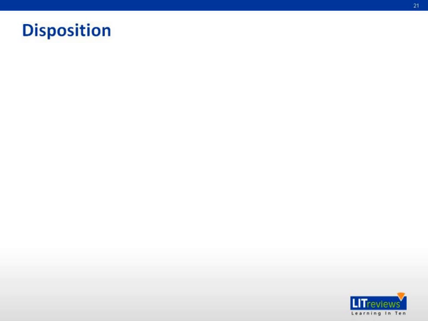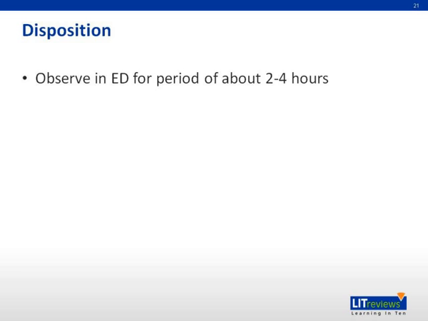After successful cardioversion to normal sinus rhythm, the patient is then observed in the emergency department for a period of about 2 to 4 hours to ensure that the SVT does not recur and that the patient is stable and well before discharge. A repeat ECG should also be obtained to ensure that the patient is in normal sinus rhythm.